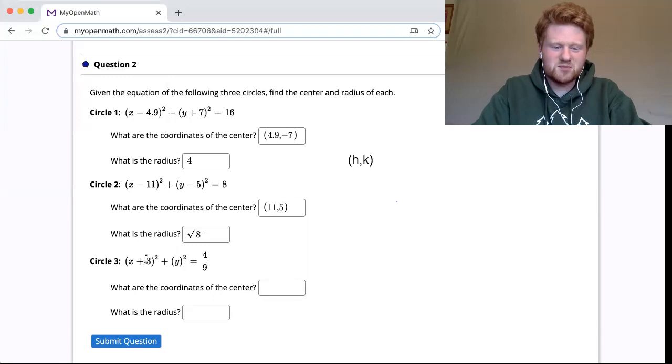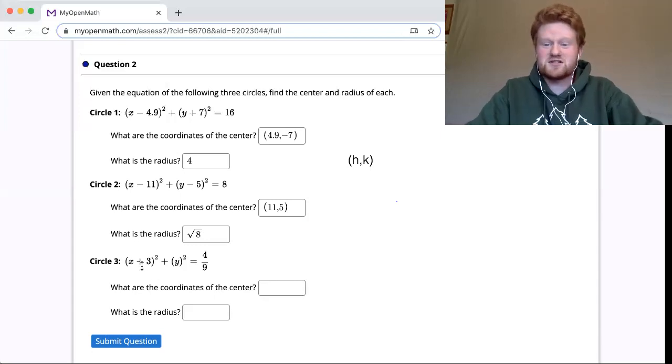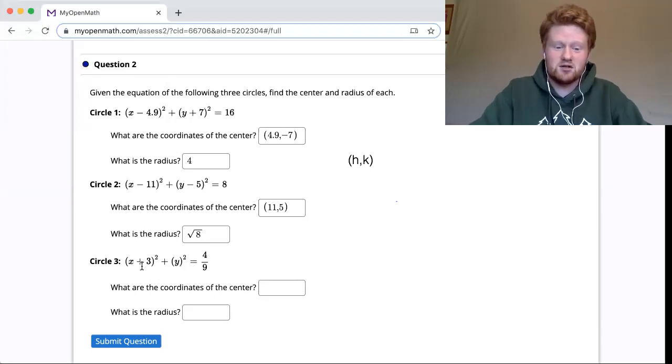Here we have (x + 3)² + y² = 4/9. So a few new things to look at here. What are the coordinates of the center? So let's look at the h value. We usually see x minus h. Again, we see a plus sign. That tells us that the h value was the negative value. So we're going to have negative 3 for h.